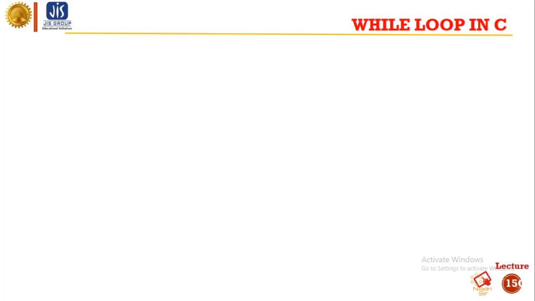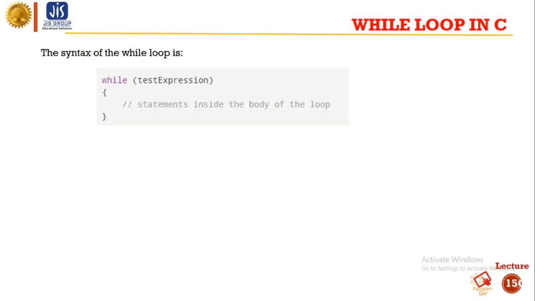So what is a while loop? The most basic loop in C is the while loop, and it is used to repeat a block of code. A while loop has one control expression and executes as long as the given expression is true. So this is the syntax for the while loop.